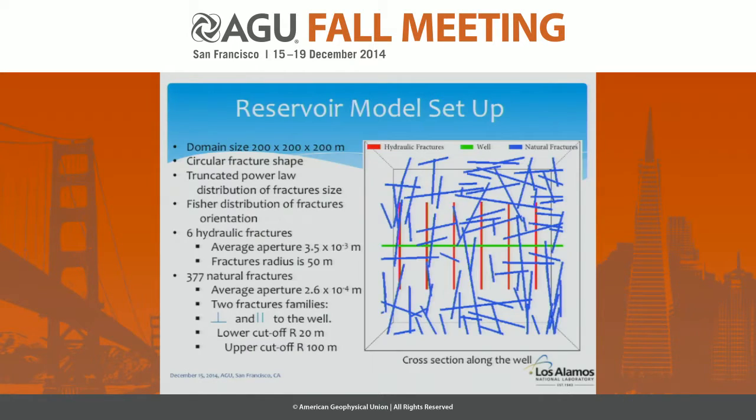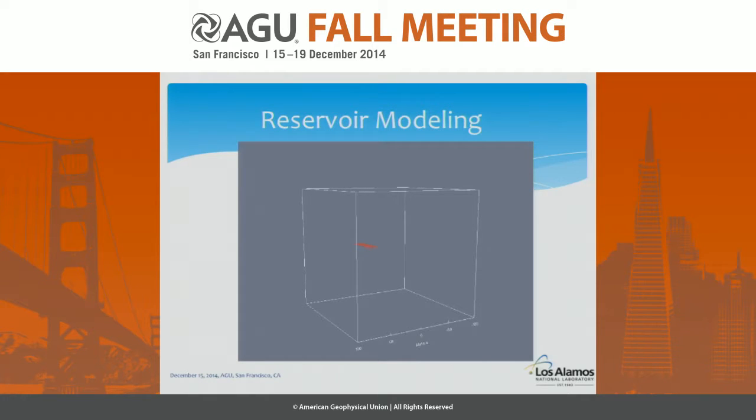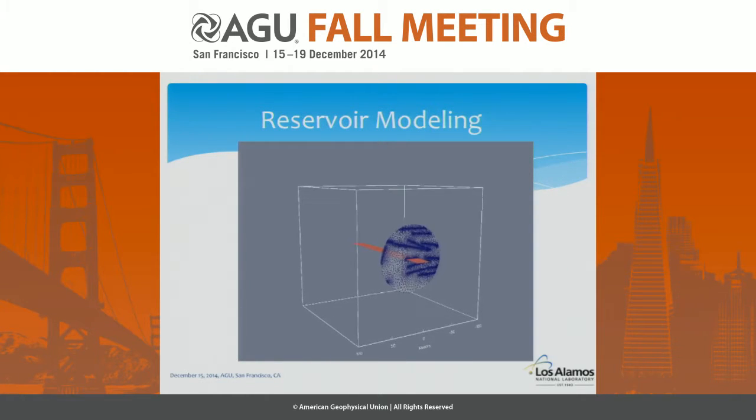So let me go back to our reservoir modeling, where the particles and transport represent some amount of methane gas. Here is a cross-section of our DFN. There we have a horizontal well and hydraulic fractures. These are the red lines that are placed 30 meters from each other. The domain size is 200 by 200 by 200 meters, with two sets of natural fractures, one of them oriented more or less parallel to the well and the other perpendicular. The next movie will tell you more about our model.